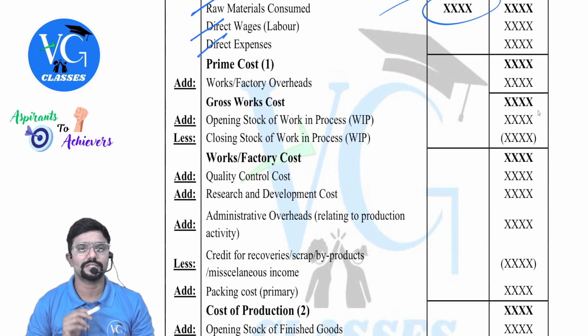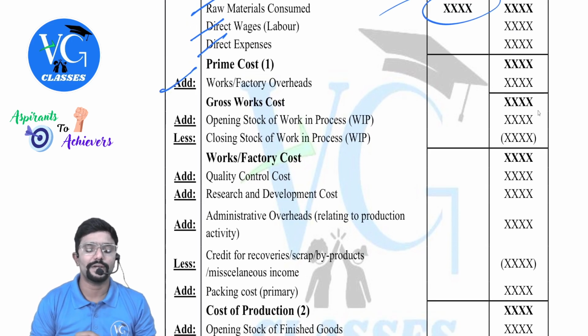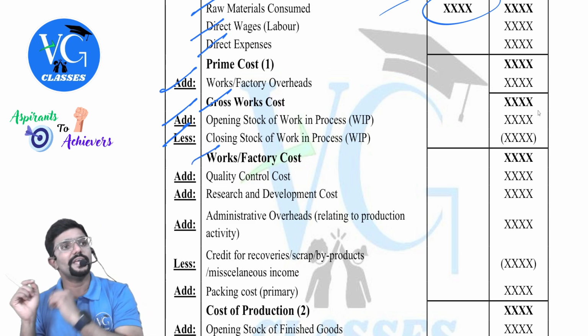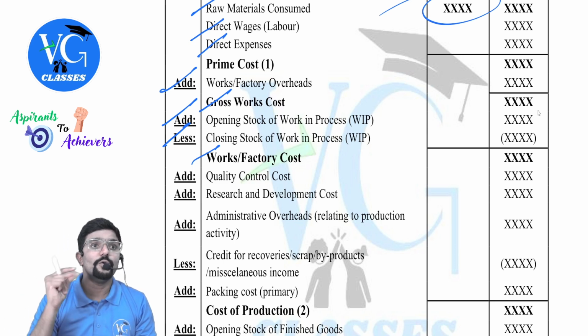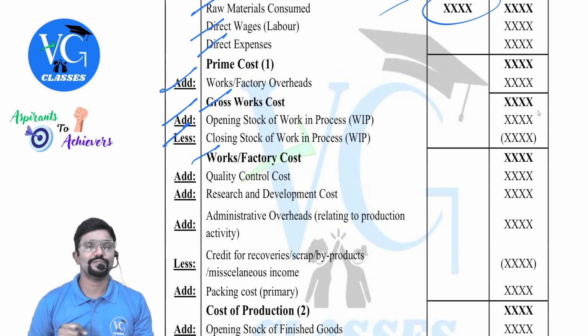Okay, we get prime cost. For that, we will add factory overhead. We got gross works cost. For that, we will add opening WIP and deduct closing WIP. What do we get here? Factory cost. But there we call it COP, that is cost of production.